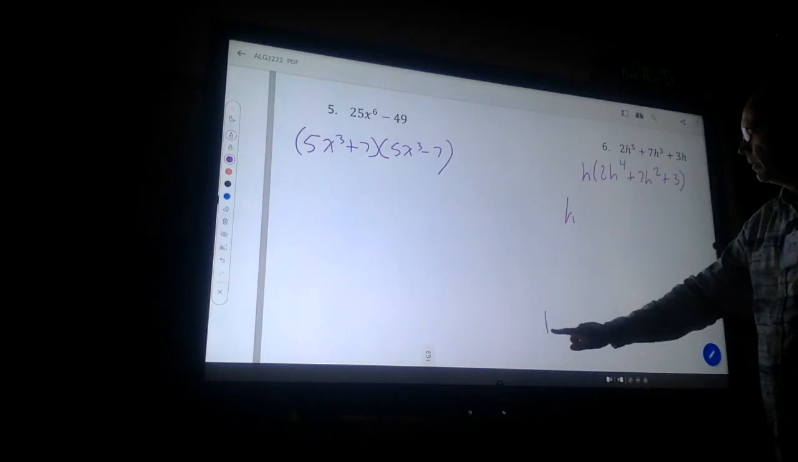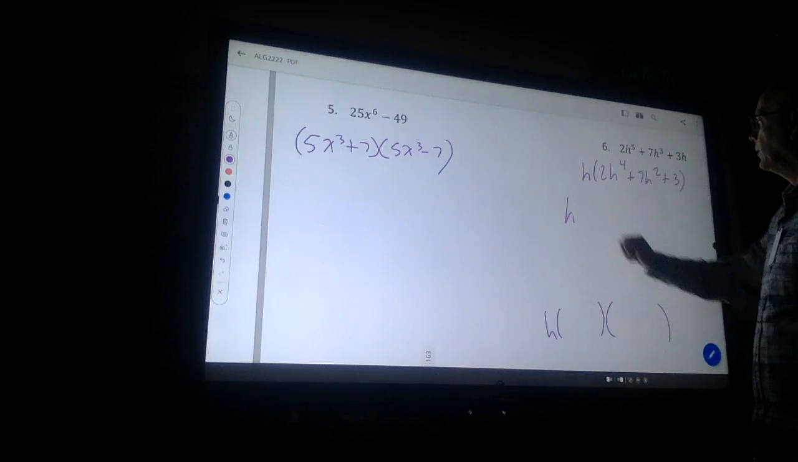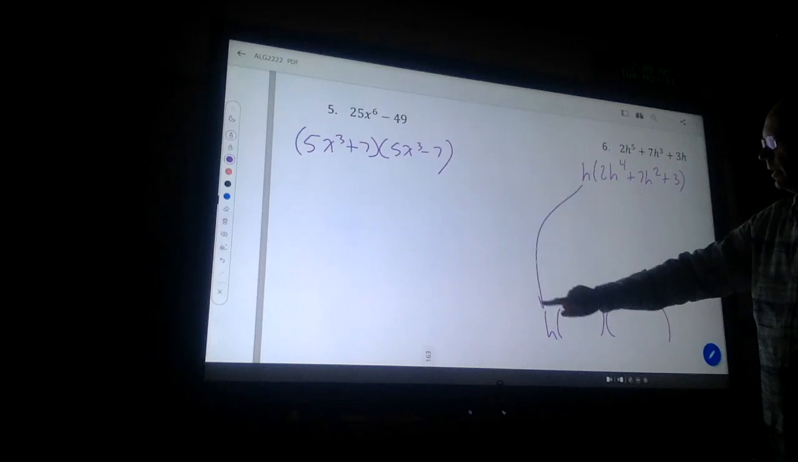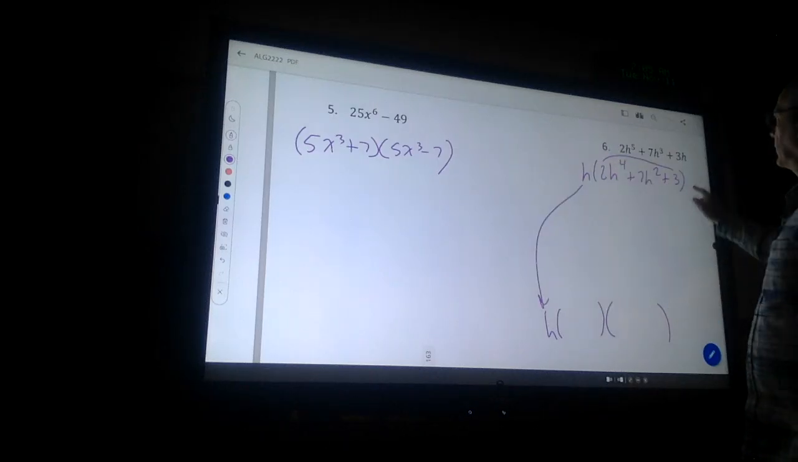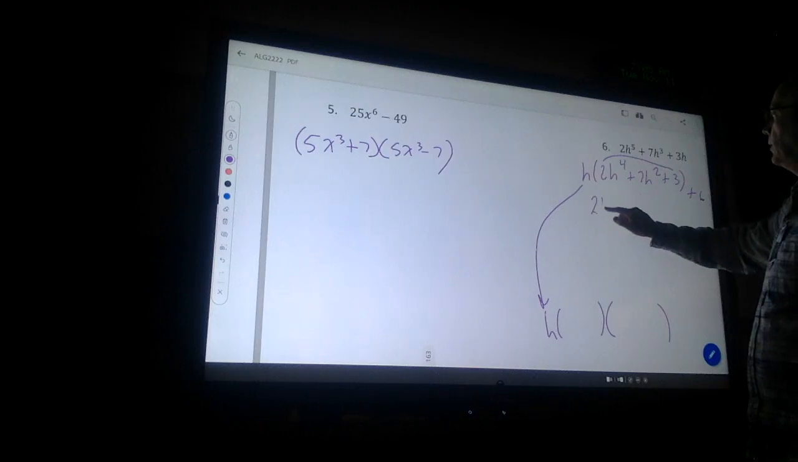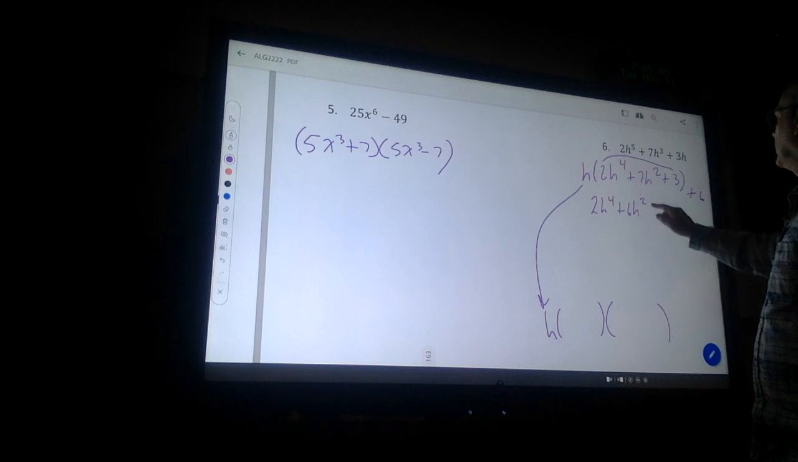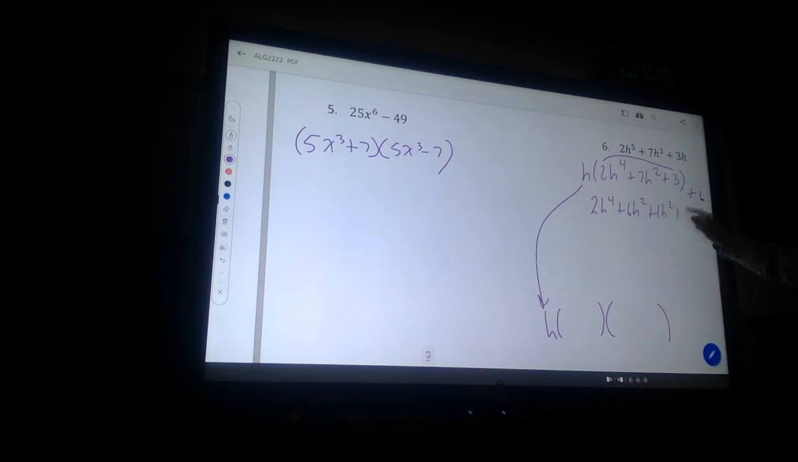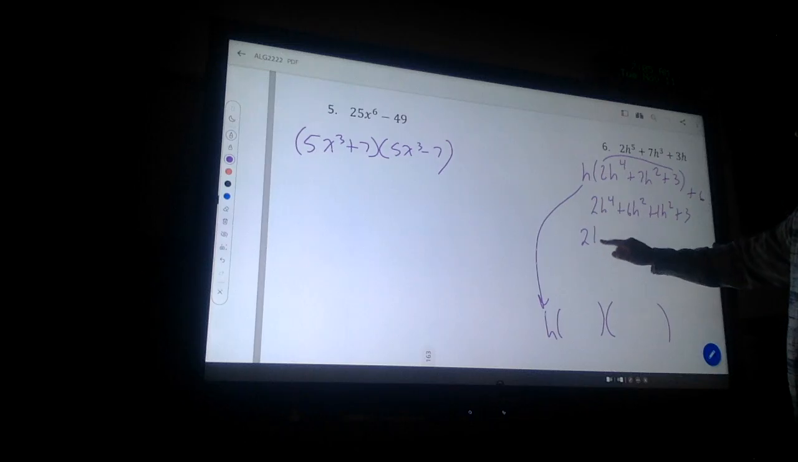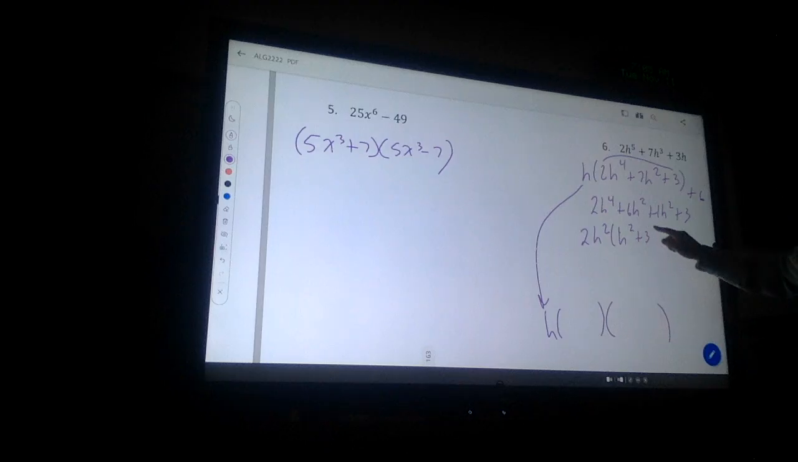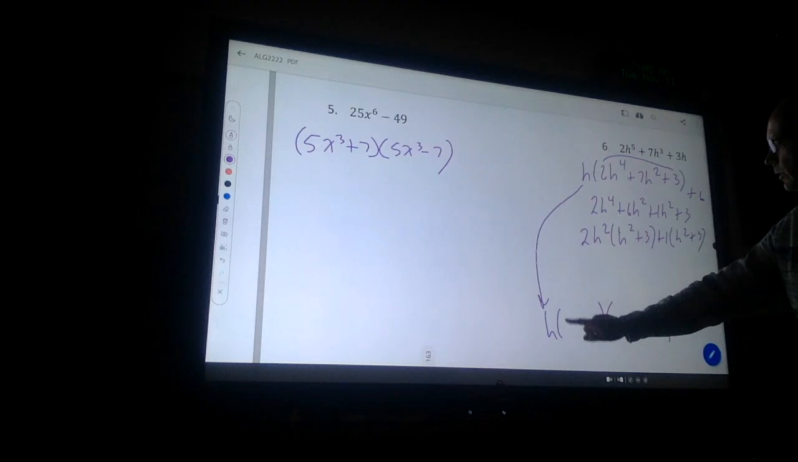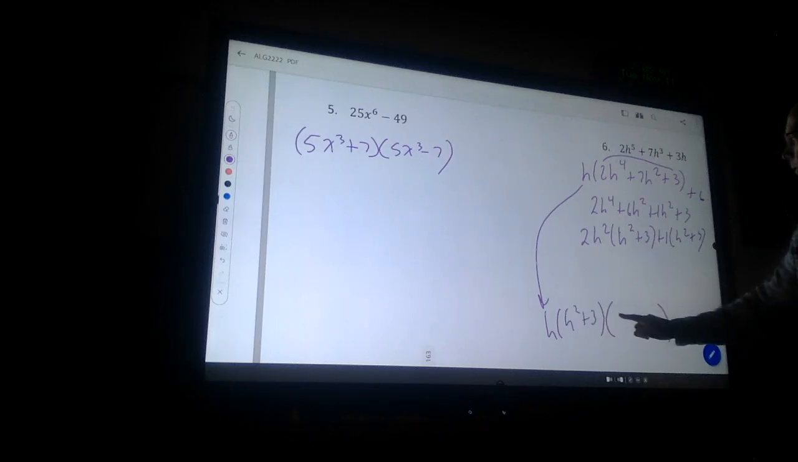So the h is going to be part of the answer, so let's not worry about that. I'm just going to bring it straight down. Multiply those together, so I'm going to get positive 6. So I'm going to have 2h to the 4th plus 6h squared plus 1h squared plus 3. Factor a 2h squared out of both of those. That's going to leave me h squared plus 3. Factor a 1 out, h squared plus 3. So h squared plus 3 goes here, and 2h squared plus 1 goes here.